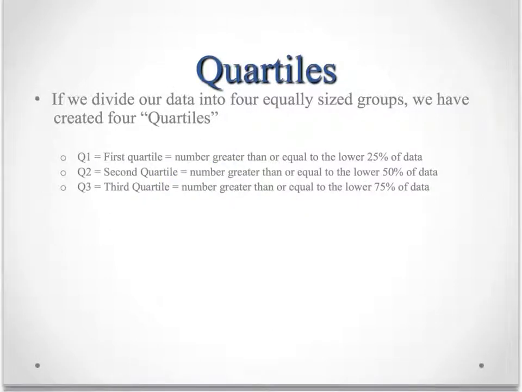The quartiles we talk about when we divide our data into 4 equally sized groups. So remember, the median divided our data into 2 equally sized groups, the bottom half and the upper half. The quartiles take it one step further and look at that bottom half and cut that in half to look at the bottom quarter and the next quarter. And then it takes the upper half and cuts that in half to look at between half and 3/4, and then the last quarter of the data.